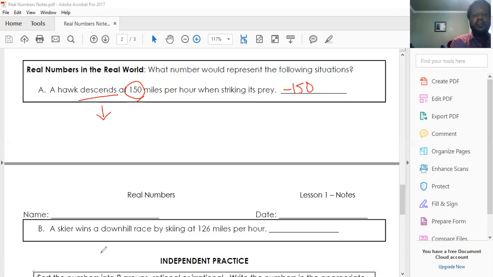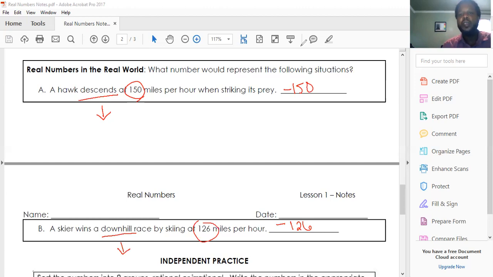All right, so now we're going to go to letter B. A skier wins a downhill race by skiing at 126 miles per hour. Again, it says downhill, so I know it's going down, and down I represent with a negative. And what's the number? Right, it's 126, so it's -126. Okay, just as simple as that.